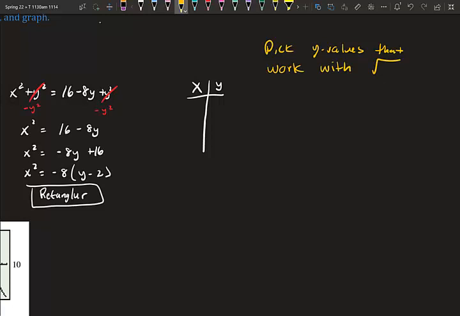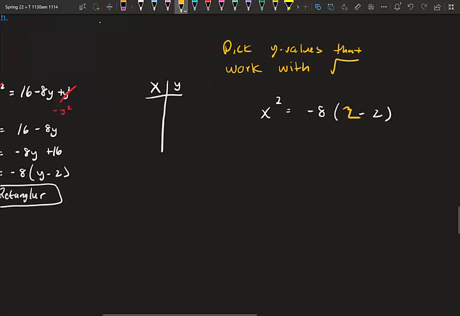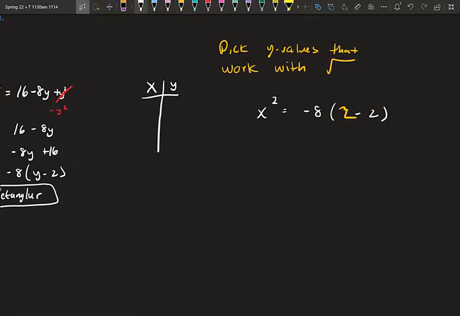So we're going to pick y values that work with square roots. So meaning, because we're going to have x squared equals negative 8 times y minus 2, we want to pick a y that when we simplify this works out to being a perfect square. So the first number I would pick is 2. Now why 2? Because 2 minus 2 is 0. So we have x squared equals negative 8 times 0.